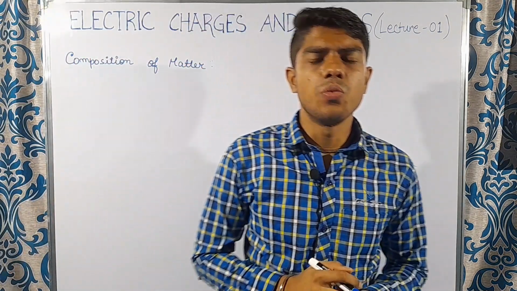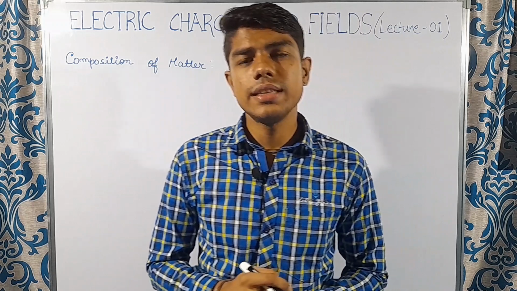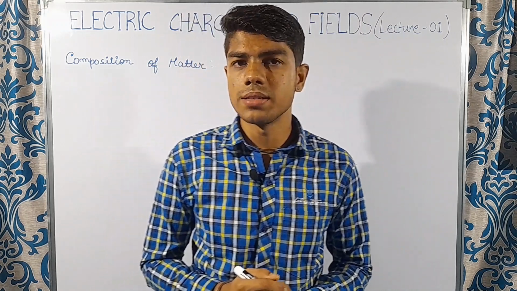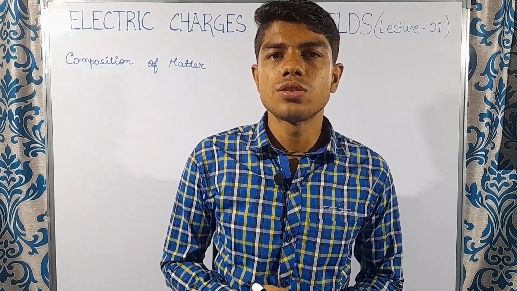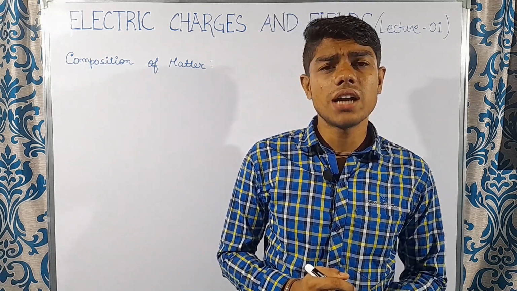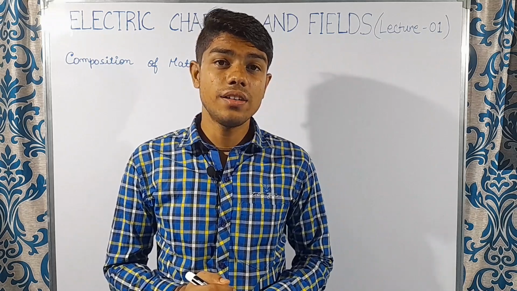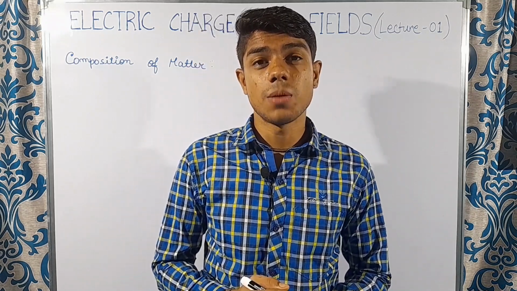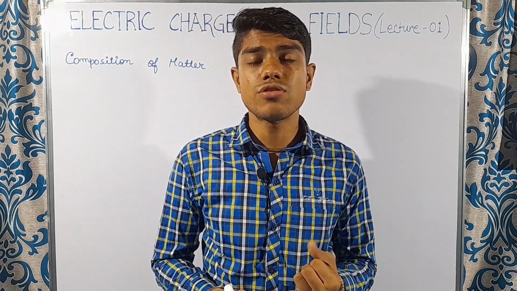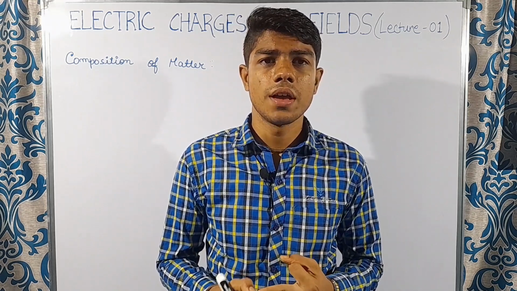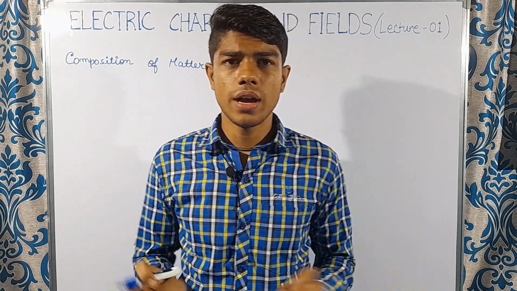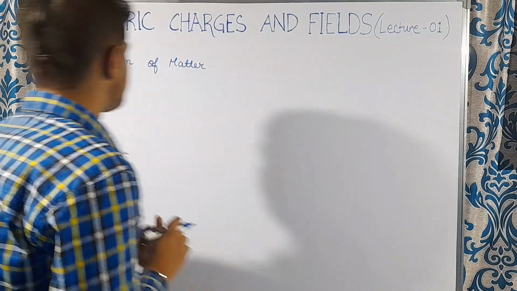In grade 9, we all have studied that anything that has mass and occupies space is called matter. Also, matter is made up of a large number of tiny particles which are called atoms. The atoms are further made up of subatomic particles called electrons, protons and neutrons. Up to this much you all know, right? So let me note it down.